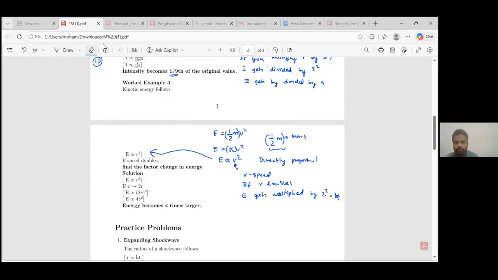So you can see E gets multiplied by the square of 2, which is 4, right? E is energy, so E gets multiplied by 4 times. Energy becomes 4 times larger. That's the idea, right? Relationships like this are very common in physics.